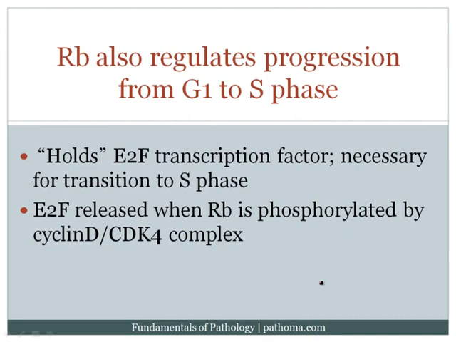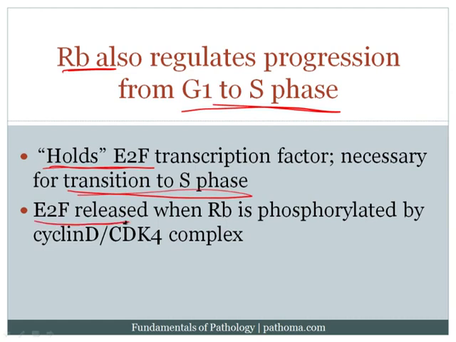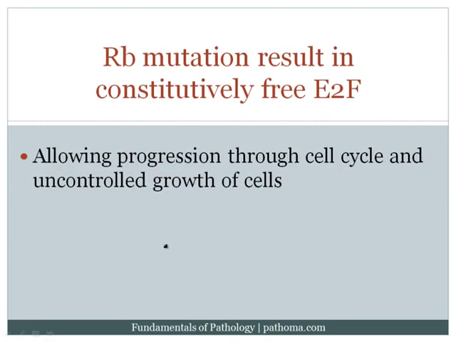So retinoblastoma regulates progression from G1 to the S phase. Retinoblastoma holds the E2F transcription factor, which is necessary for a transition to the S phase. Normally, E2F is released when retinoblastoma is phosphorylated. And who phosphorylates retinoblastoma? Cyclin D CDK4 complex, which has the ability to phosphorylate proteins.